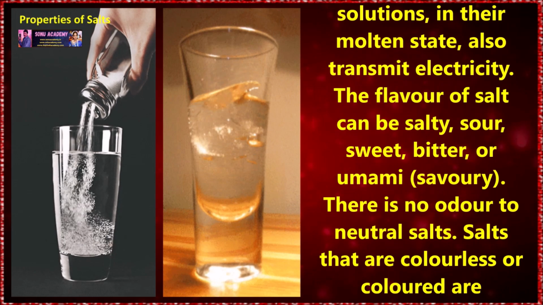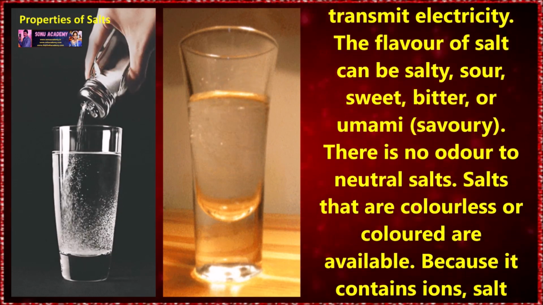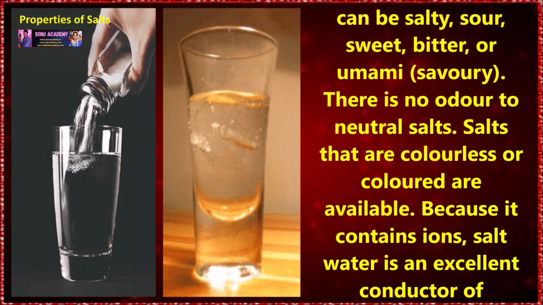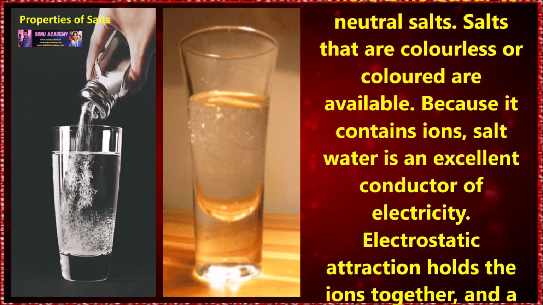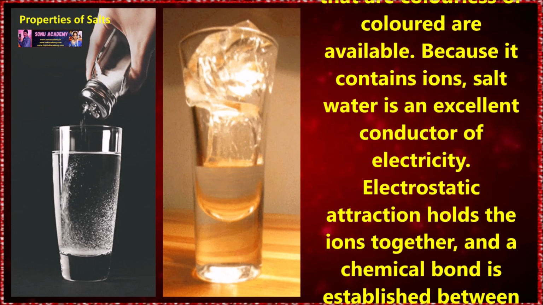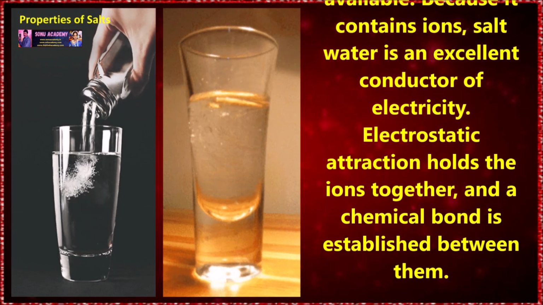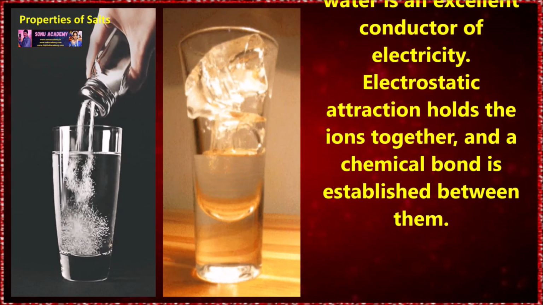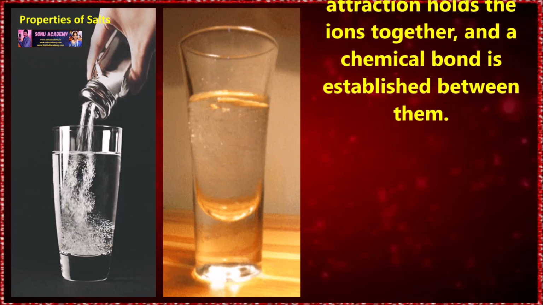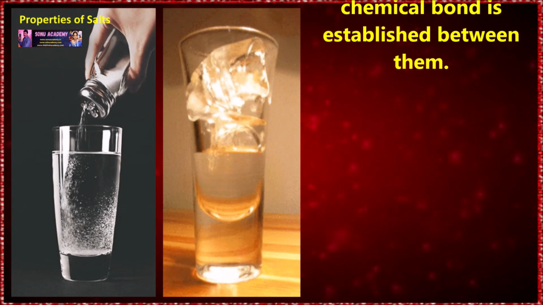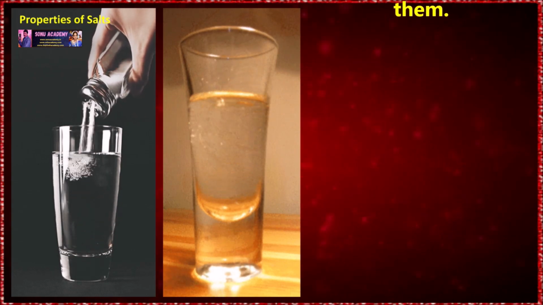The flavor of a salt can be salty, sour, sweet, bitter, or umami. In nature, there is no odor to neutral salts. Salts that are colorless or colored are available because they contain ions. Salt water is an excellent conductor of electricity. Electrostatic attraction holds the ions together, and a chemical bond is established between them.